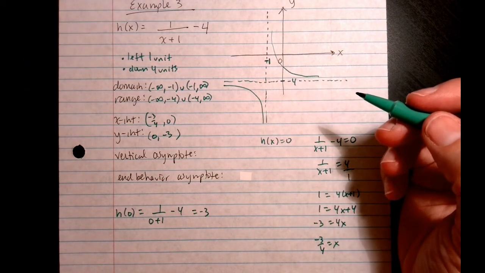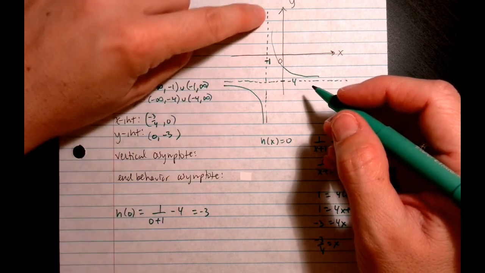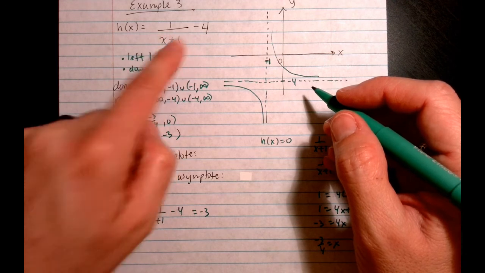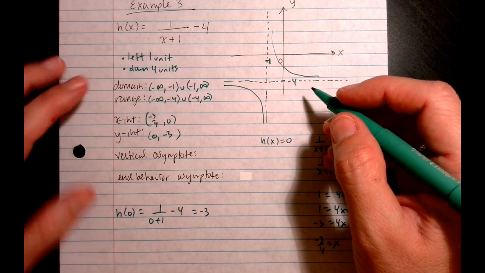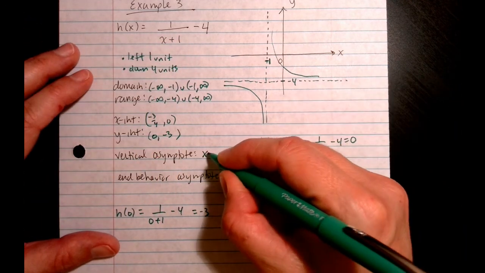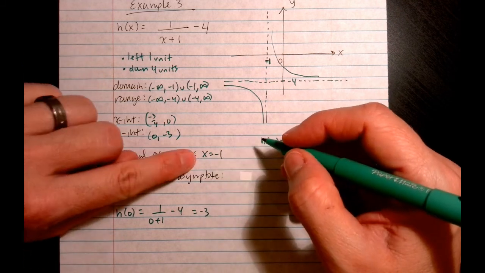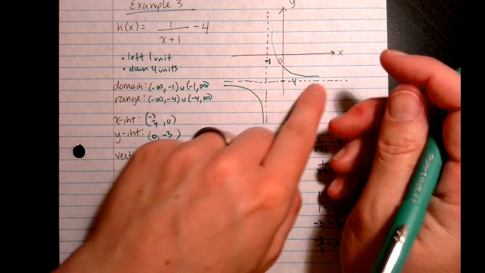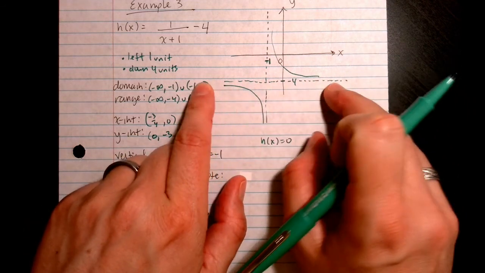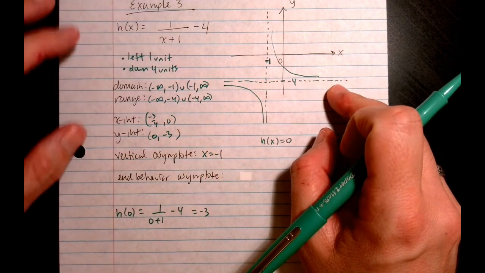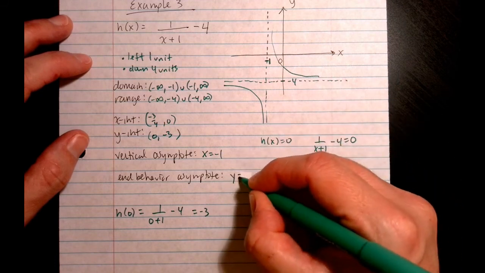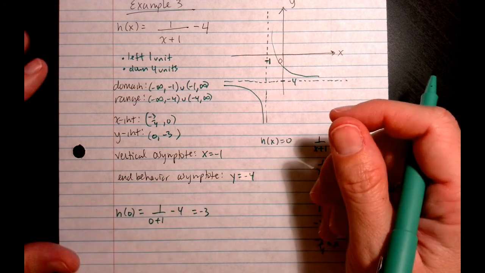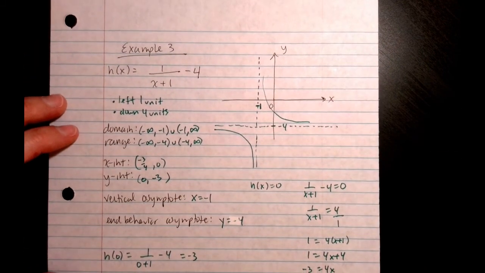Lastly, I need to do my asymptotes. Well, my vertical asymptote I can see is going to be -1. That came from my domain restriction. That came from my translation, left 1 unit. So you're going to say x equals -1. Vertical lines are written as x equals. End behavior asymptotes, well, my ends are approaching that -4 value. That came from my down 4 units transformation. So you're going to write y equals -4. Horizontal lines are written as y equals.